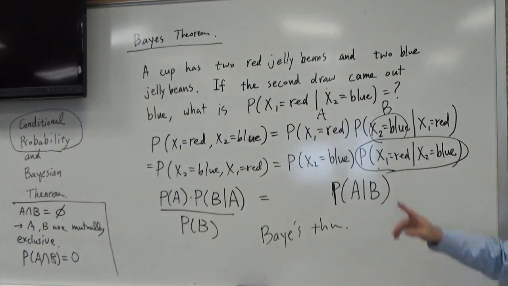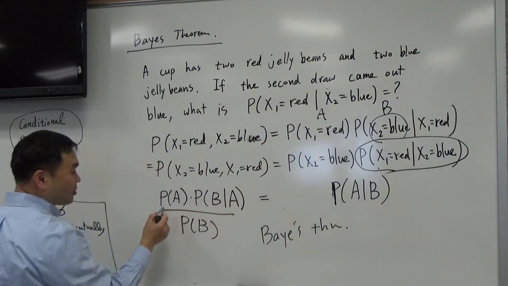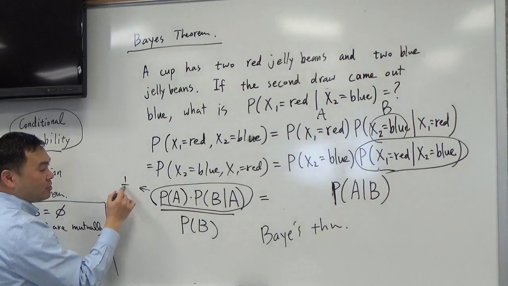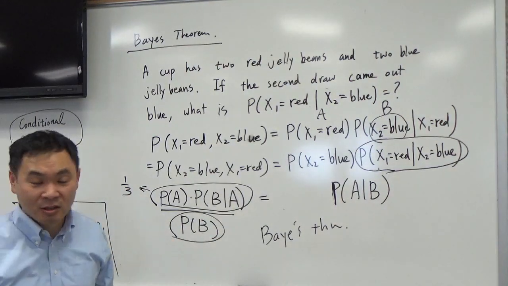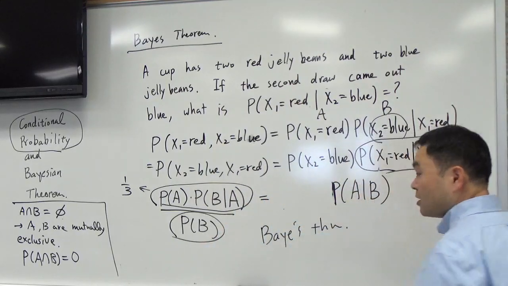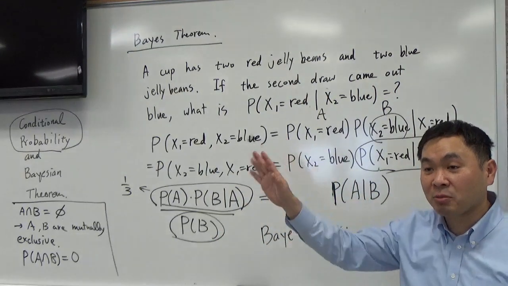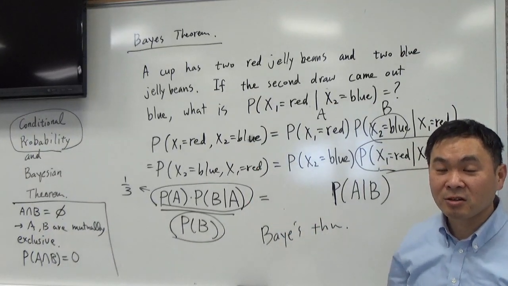Now, let's actually use this formula to answer this question. What is P of A and B? Well, we already got the top part. What was this one? It was one-third. Now, what's the bottom part? What's the probability that X2 is blue, without knowing what happened in the first? 2 over 4, right?